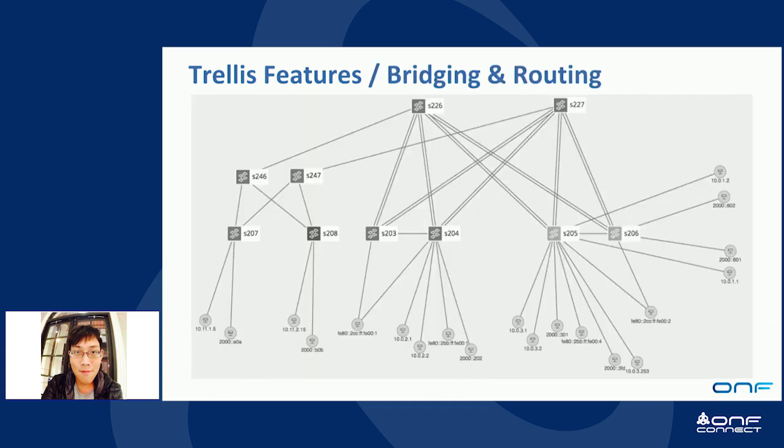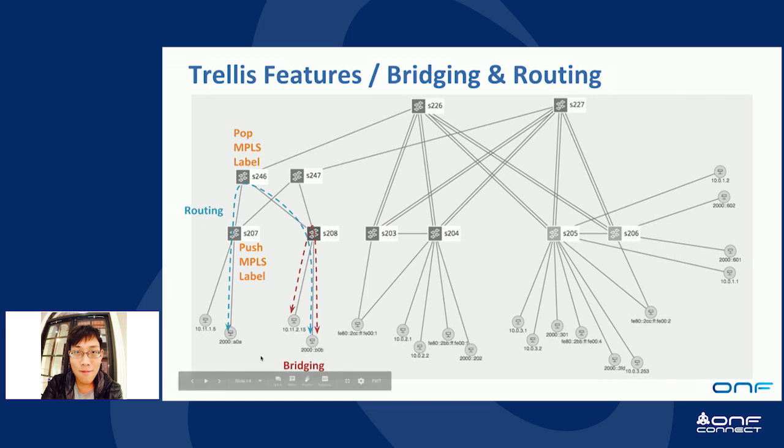So for the basic bridging and routing features, as I mentioned, we use bridging inside the same rack, and we use routing for the inter-rack communications. As you can see, when the traffic comes out this way, it reaches the first leaf switch. The first leaf switch will push an MPLS label that represents the destination switch. For example, if this packet needs to go to 208, this 207 switch will push an MPLS label that specifies that this needs to go to 208.